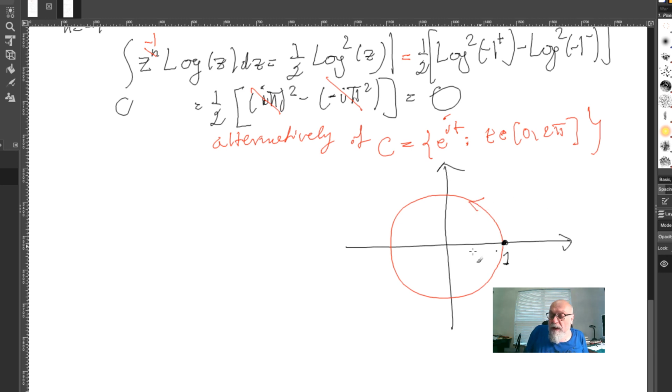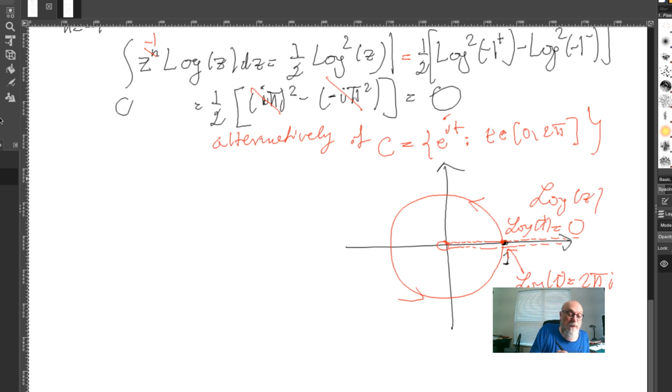This is the circle, and we just remove that line. So our logarithm is starting here, and we assume that this logarithm that we are studying here is log of z. So we assume still that at that point the log of 1 will be equal to 0, but at that point here, the log of 1, so this is the positive side and this is the negative side, will be equal to 2 pi i.